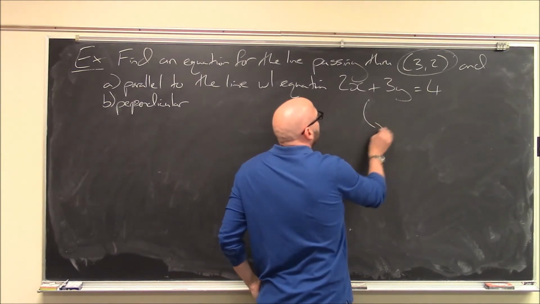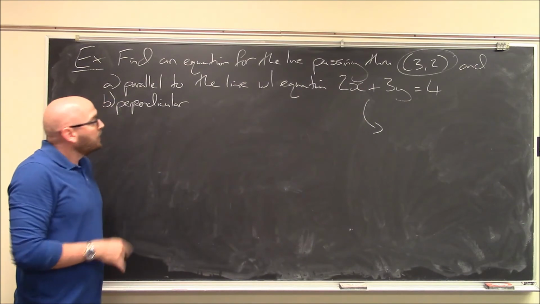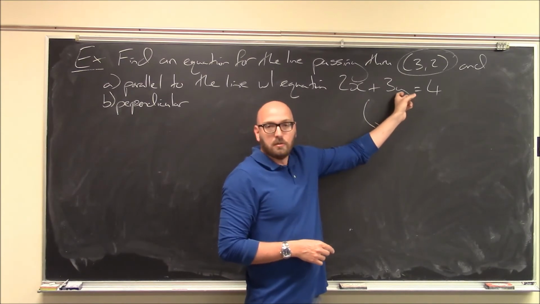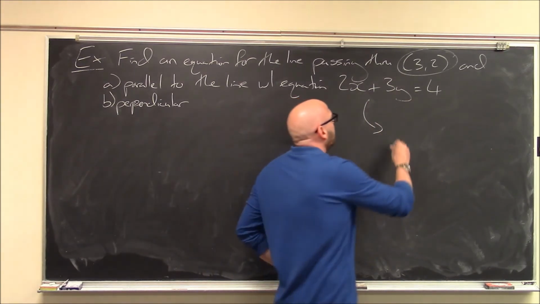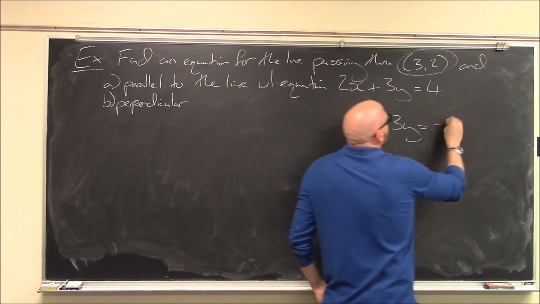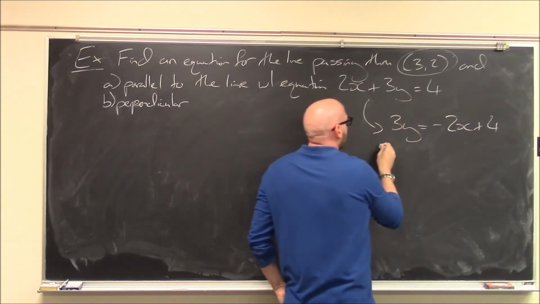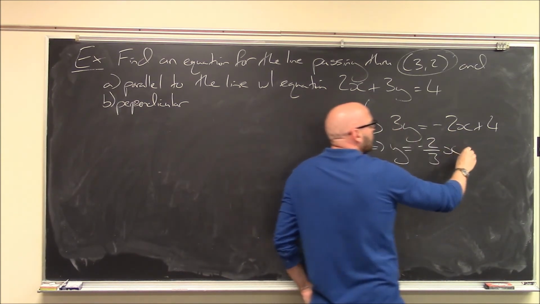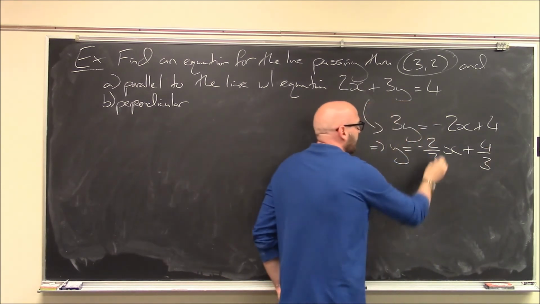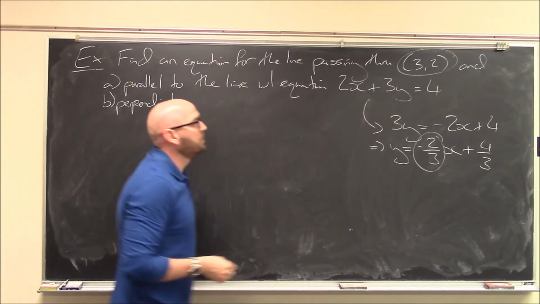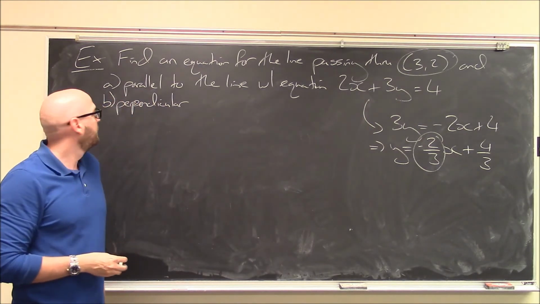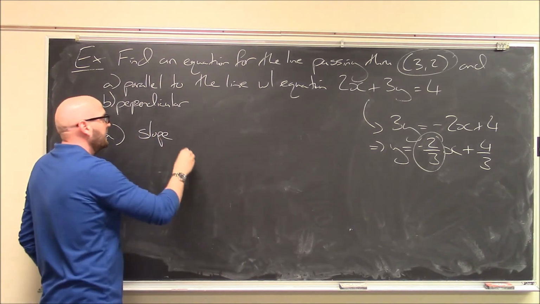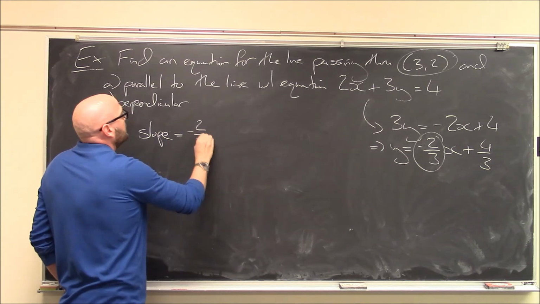So this guy, let's try to find the slope of this. Once again, remember, this is not given in slope-intercept form. But if I rearrange and solve for y, it will be. So let's solve for y. 3y equals minus 2x plus 4. So solving for y is minus 2/3 x plus 4/3. So for this line, our slope is minus 2/3. So for A, our slope is the same as that line. So our slope is going to be minus 2/3.